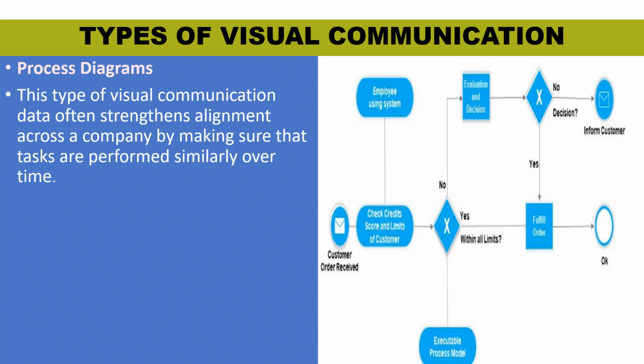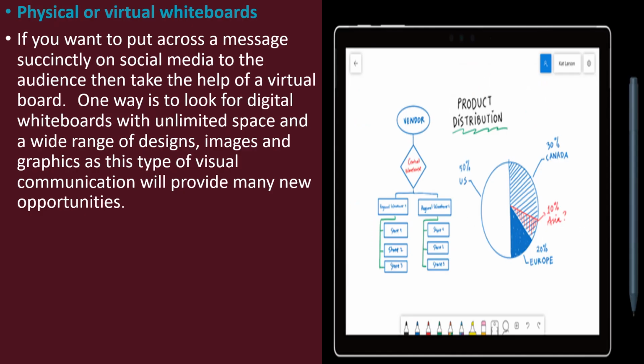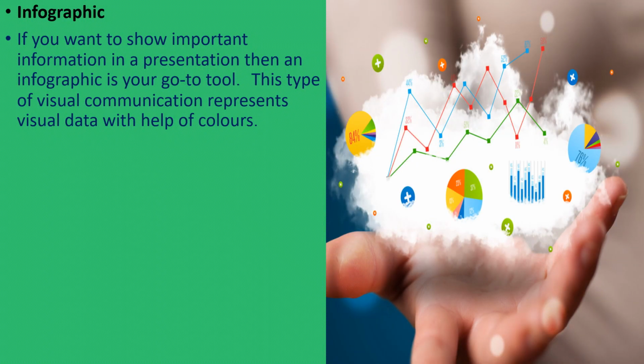This type of visual communication often strengthens alignment across a company by making sure that tasks are performed similarly over time. Physical and virtual whiteboards. If you want to put across a message succinctly on social media to the audience, then take the help of your virtual board. One way is to look for digital whiteboards with unlimited space. A wide range of designs, images, and graphics as the type of visual communication will provide many new opportunities.